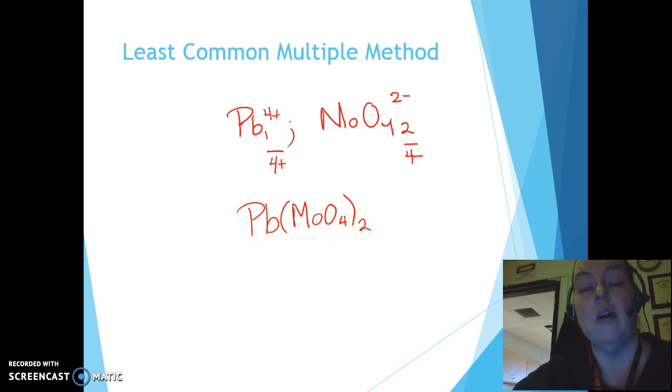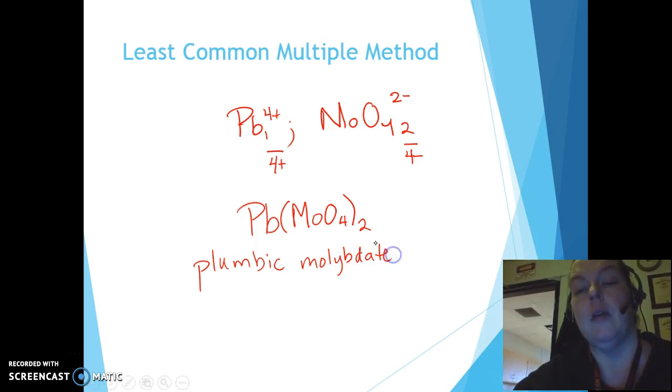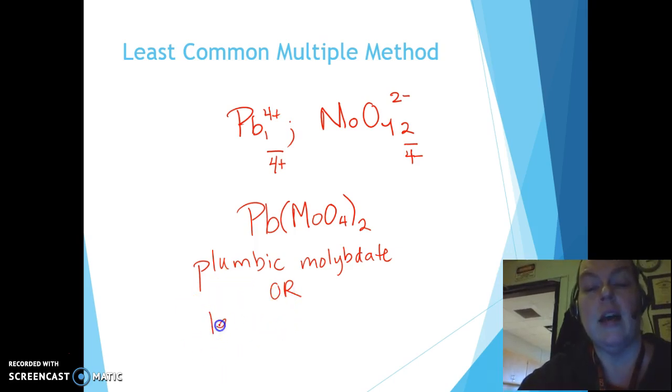Now what would we call this? Well, there are a couple names we could give this. One of the first names we could give it would be plumbic. Plumbic is the lead name for the lead 4, and then MoO4 is called molybdate. So plumbic molybdate would be what we would call this. Now the other name, and notice I'm writing the word or because you don't have to have both. The other name that you could name it is lead 4 molybdate.